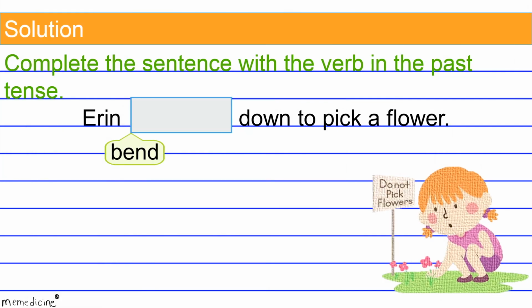All right, back to our original question, and now for the solution. Bent is the past tense form of bend. This is an irregular verb form, so you must commit it to memory.